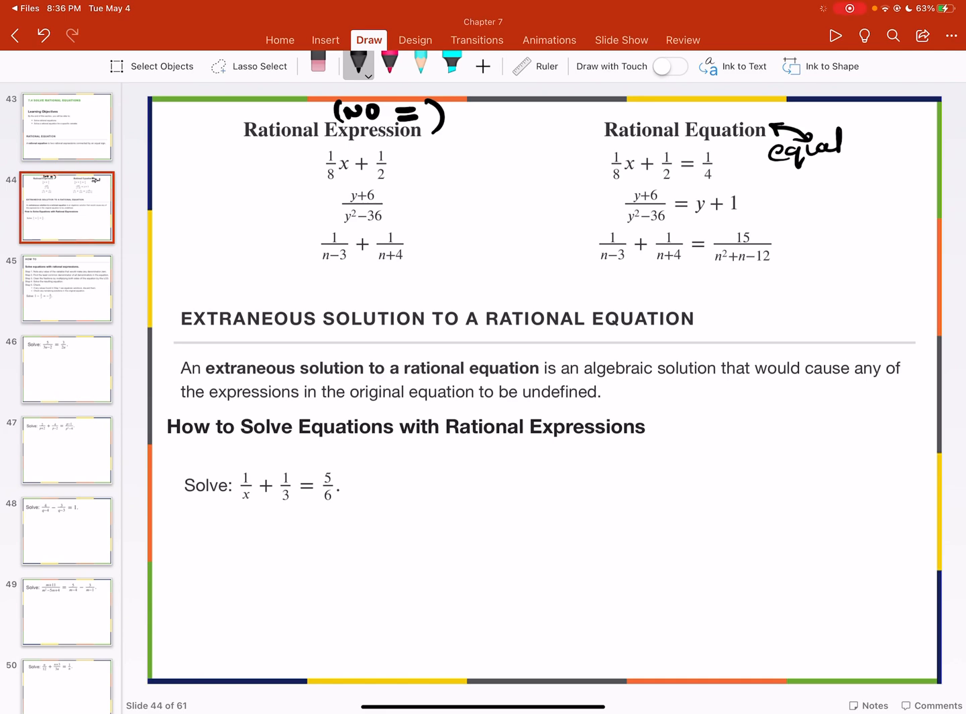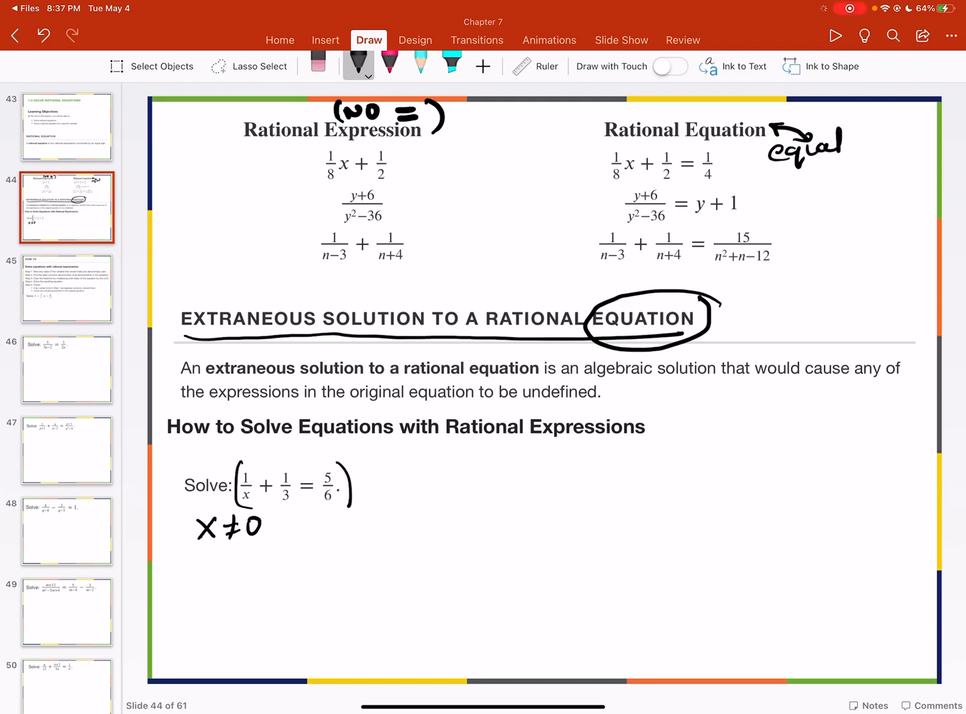Then let's also talk about what an extraneous solution is. When we're solving a rational equation, we need to ask what values would make an expression in the equation undefined, thus making the whole equation undefined. Here, for instance, x cannot be 0, right? Because if x is 0, 1 divided by 0 is undefined.